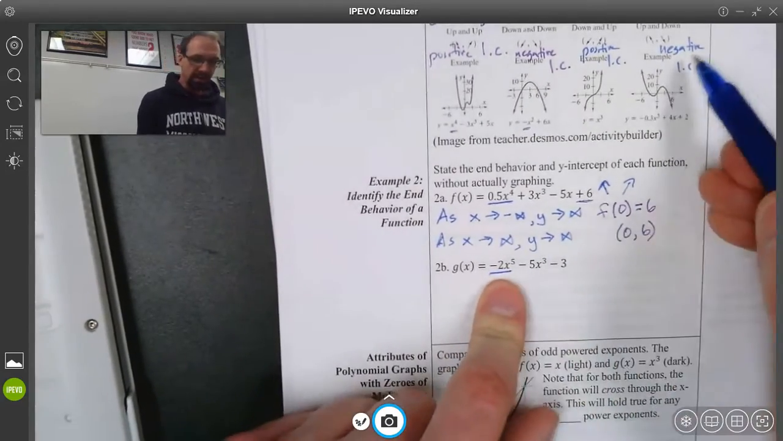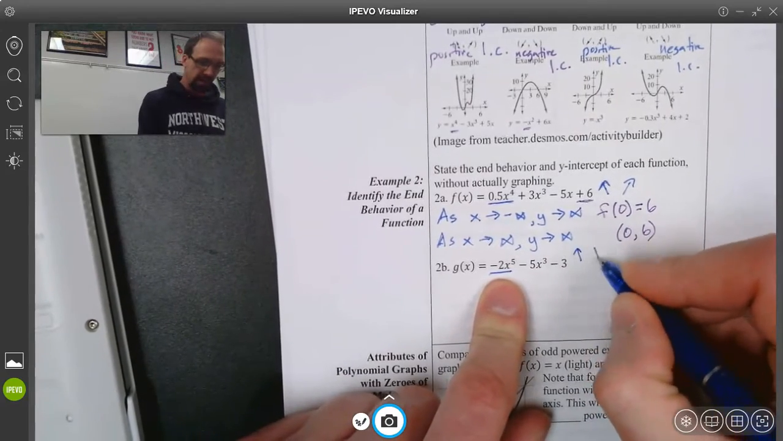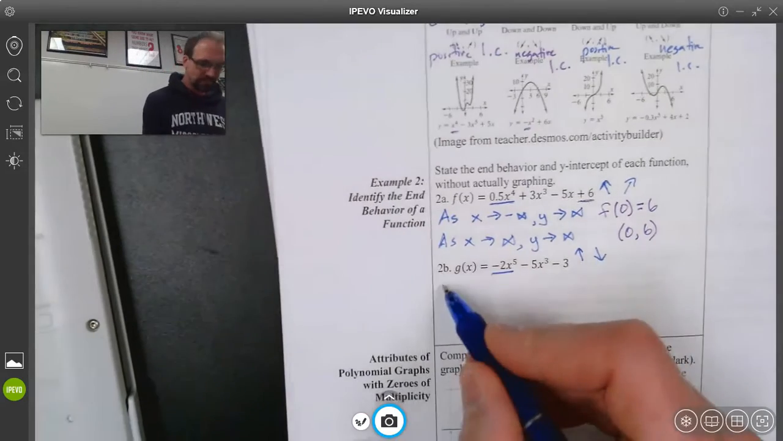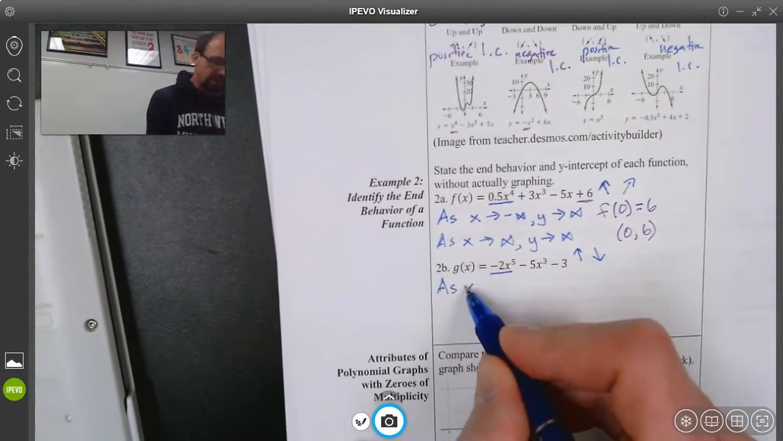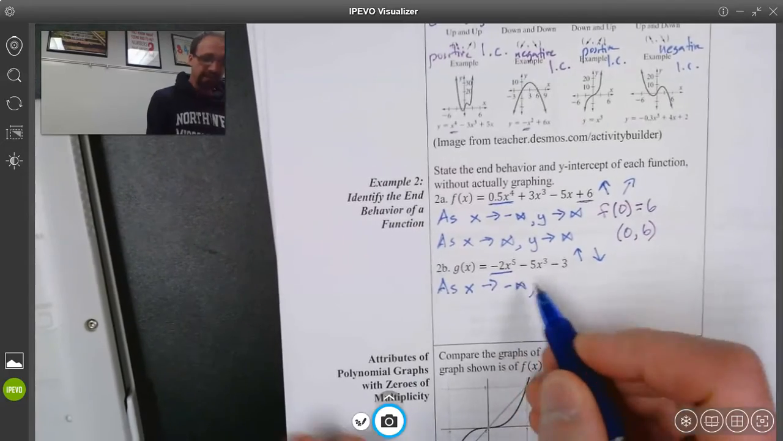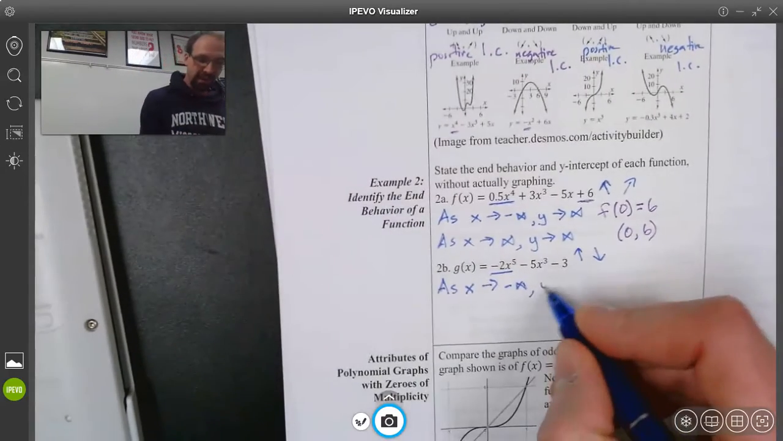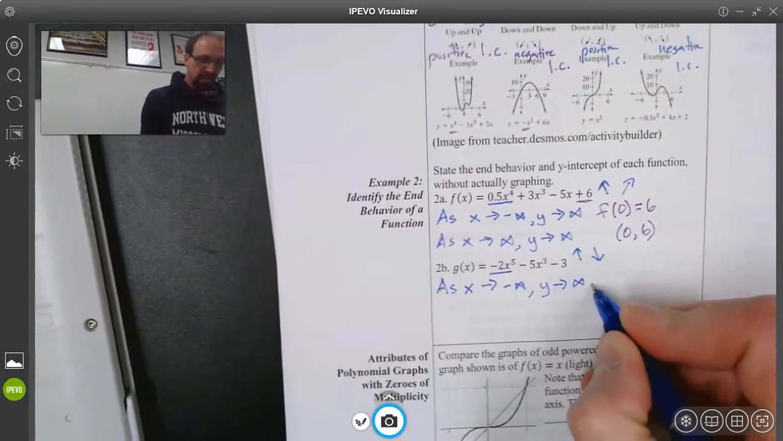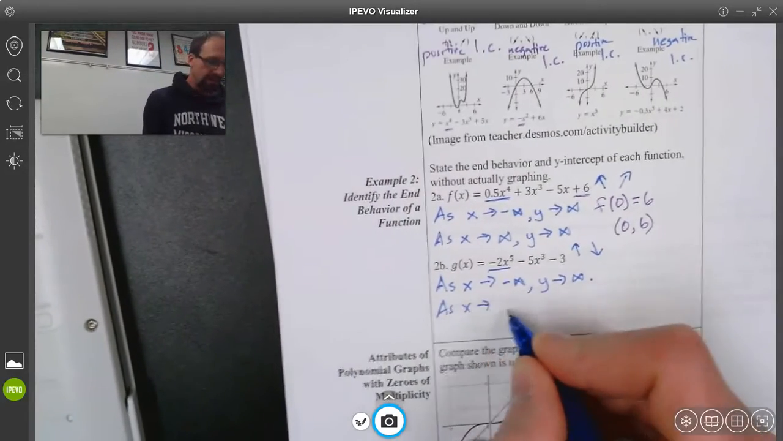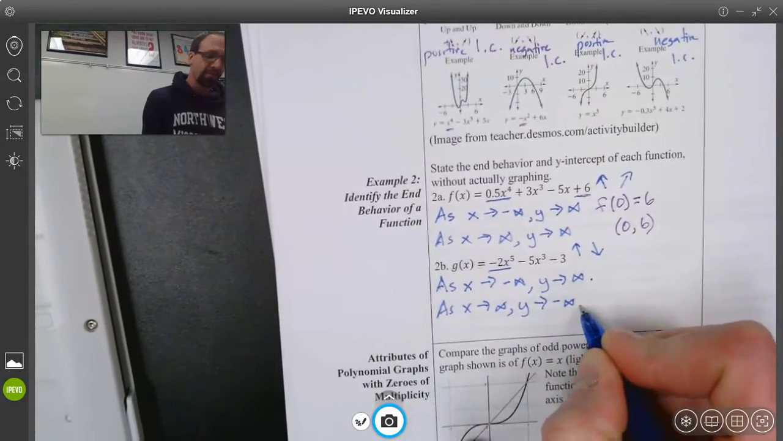With 2b, here we have a negative leading coefficient with an odd degree polynomial. A negative leading coefficient with an odd degree polynomial means that it's going to be up and then down. This one is the one that students commonly miss, because it's counterintuitive to the way a lot of students think. As x approaches negative infinity, as my values of x get smaller, my y values are actually increasing. So I have y approaching infinity. As x approaches infinity, your y values get smaller, so this actually approaches negative infinity.